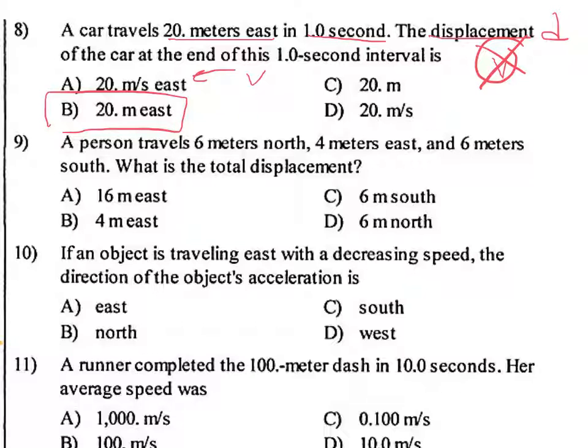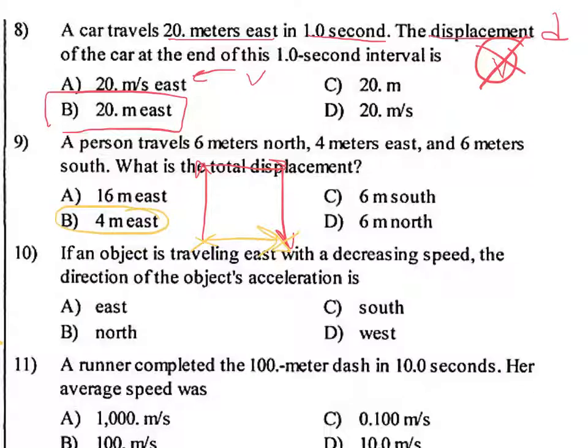In the next question here, you have a person who travels 6 meters north, 4 meters east, and 6 meters south. So where are they in reference to the position? Well, they started here, they ended there, so they are going to be 4 meters east.